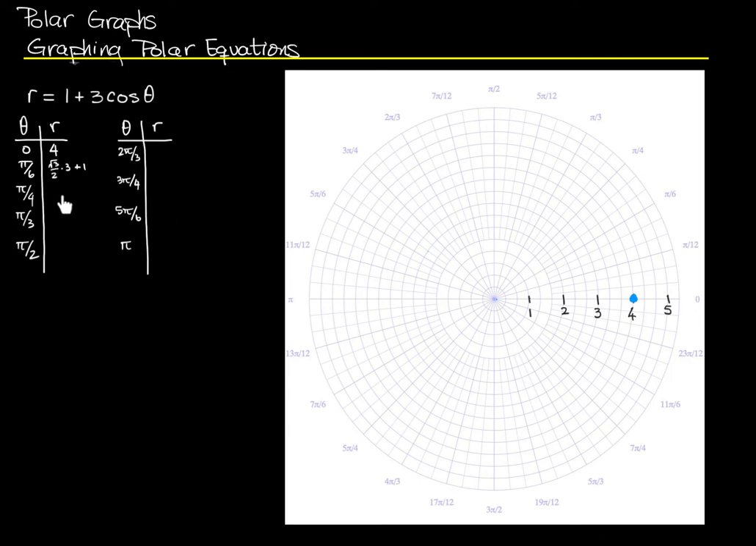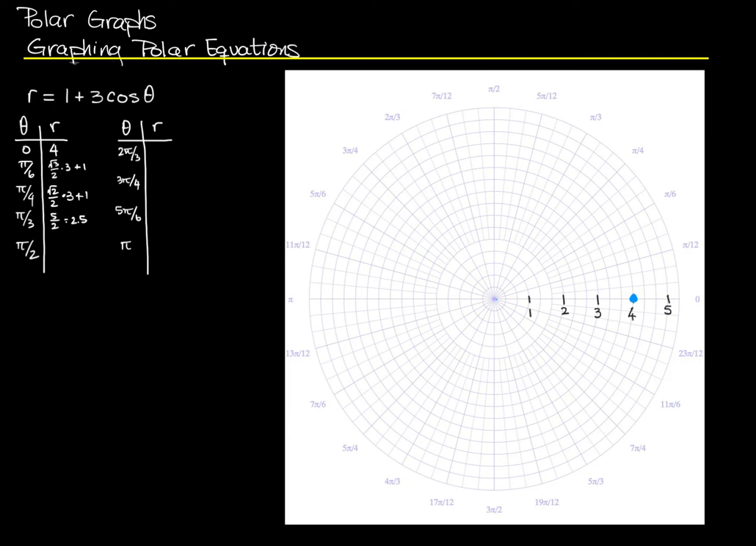So let's go find the value that goes in the r column if theta is pi over 4. The cosine of pi over 4 is the square root of 2 over 2. 3 times that plus 1. All right, I'll do one more. The cosine of pi over 3 is a half. So I'm going to have a half times 3, which is 3 halves, plus 1. Now, 3 halves plus 2 halves is 5 halves. So another way to write that would be 5 halves, or 2.5. That's the decimal for that one.